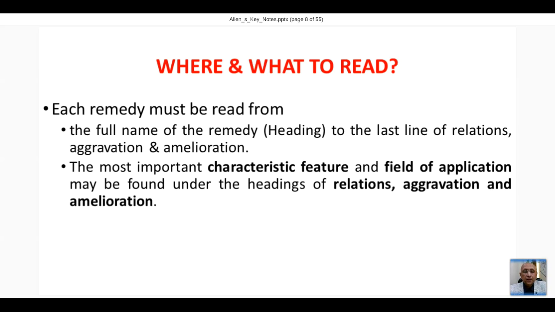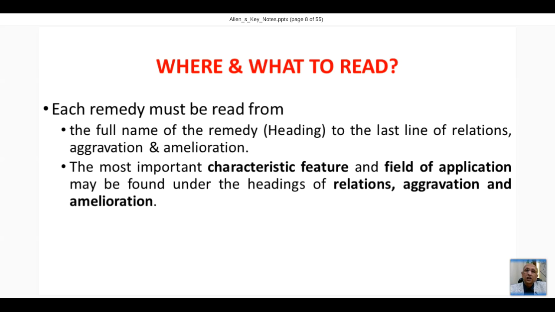The most important characteristic feature and field of application may be found under the headings of relation, aggravations and amelioration. In fact, from a clinical point of view, you will get a number of hints from Allen's keynotes regarding the application of a medicine or comparing the remedies, or sometimes you get the hint how to use this remedy, at what time you must use, how much to repeat, how much you should not repeat.